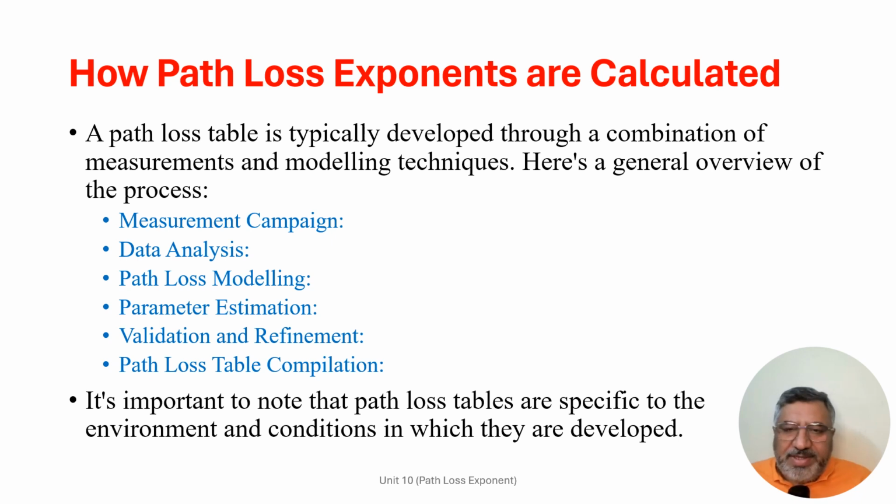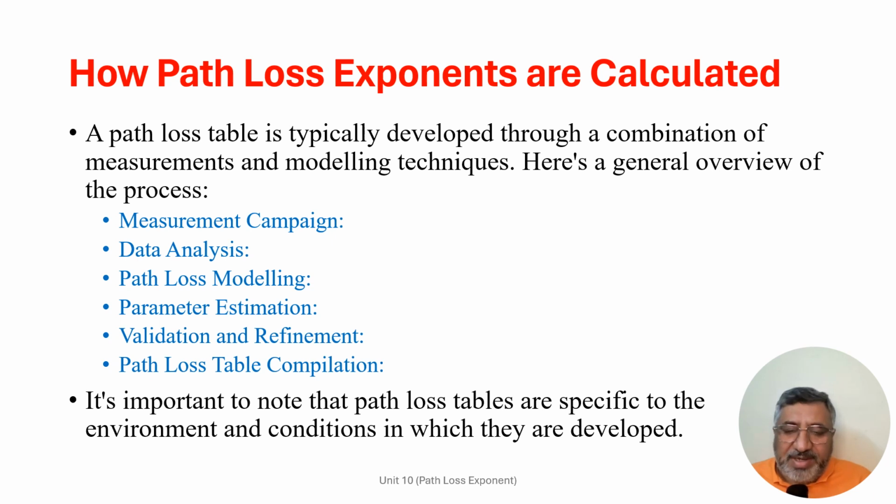A path loss table is created through a combination of measurement and modeling techniques. The process begins with a measurement campaign where signal strength data is collected at different locations and with different distances from the transmitters. A statistical analysis is then used to identify patterns and trends. The path loss model with an empirical relation is then developed, capturing the observed relationship between signal strength and distance.